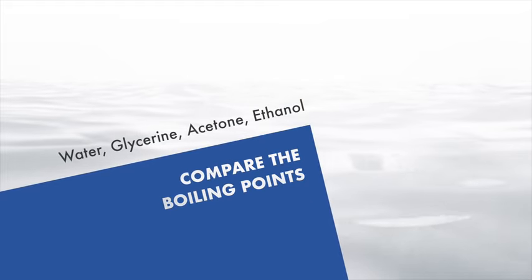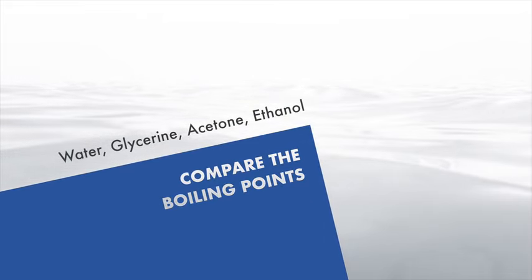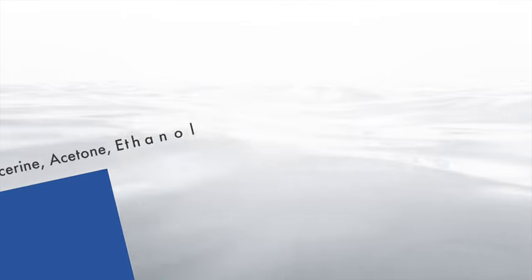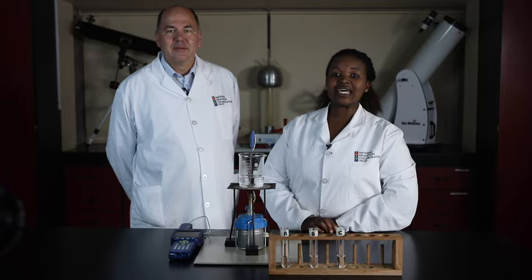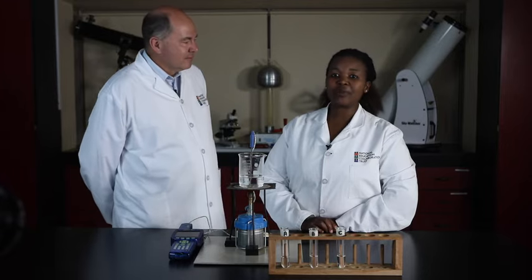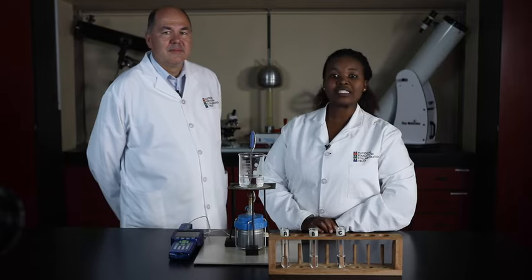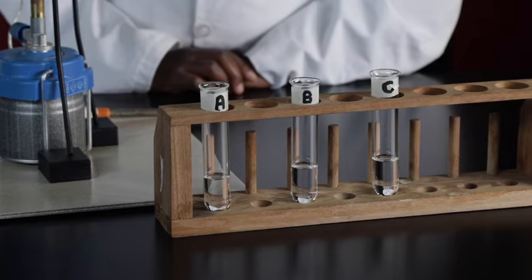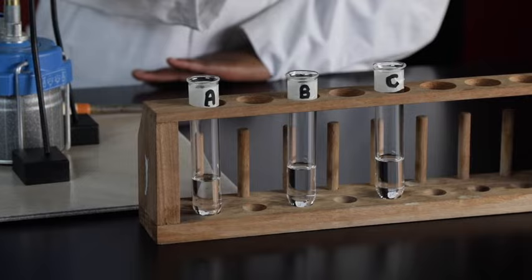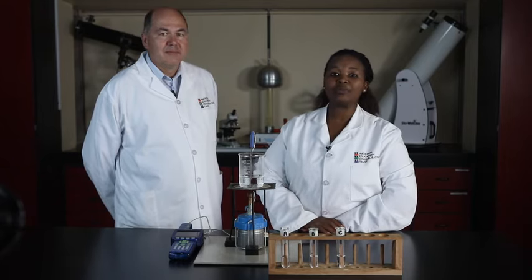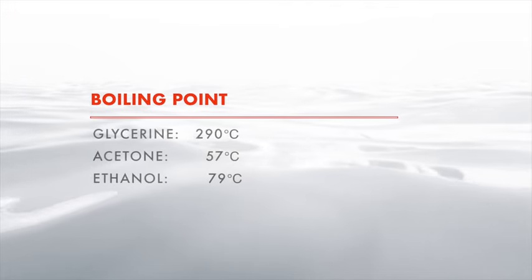The 4th experiment is about comparing the boiling points of water, glycerin, acetone, and ethanol. We're writing this investigation slightly differently. We will give you the boiling points of 3 substances. Then we put those substances into test tubes marked A, B, and C, and you will identify each of them when we heat them to their boiling points.